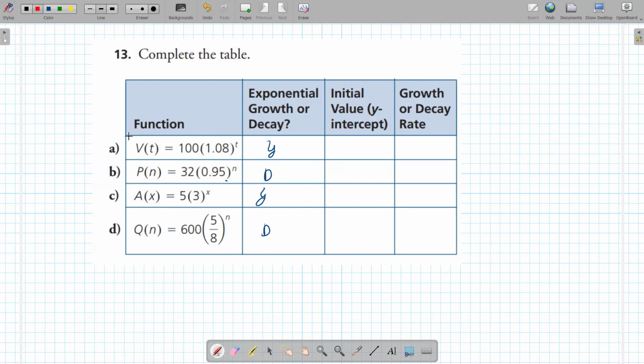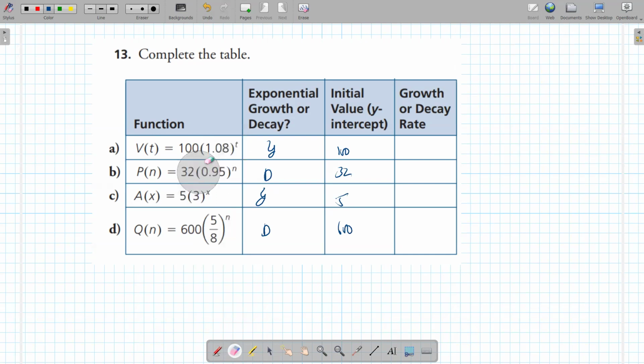Remember, for the initial value or for the y-intercept, the x value or the t value is always 0. So all these exponents here are zeros. Anything to the power of 0 is a 1, so this entire term just disappears, and you're left with the number in the front. So what's the initial value of A? 100. You get the idea. It's 32, it's 5, it's 600.